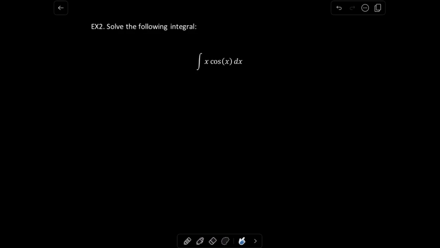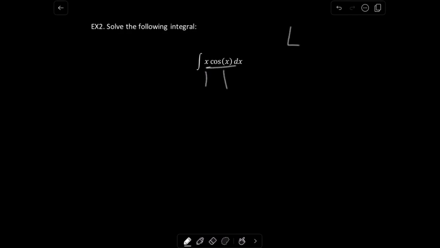Okay, let's do this. So how do I know that I need to use by parts? Firstly, we have two functions multiplied by each other. We have x multiplied by cosine of x. x is algebraic. Cosine of x, that's trigonometric. So I have two different types of math being multiplied by each other. That's a hint or suggestion that I should be using by parts.